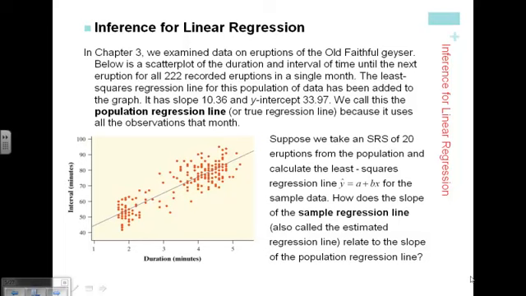Let's start with shape. It looks linear? Okay, it looks linear. Direction. Our choices are positive or negative. Positive. Meaning as one variable gets bigger, the other one gets bigger as well. Okay, so linear and positive. And then the last one is strength. Our choices here were weak, strong, or moderately strong, or very strong? Moderately strong.